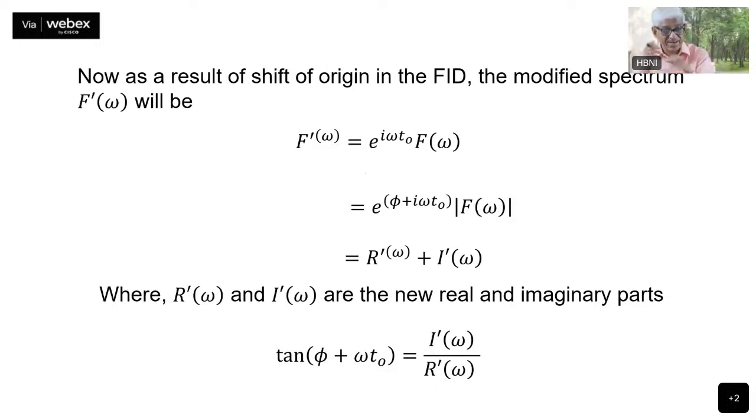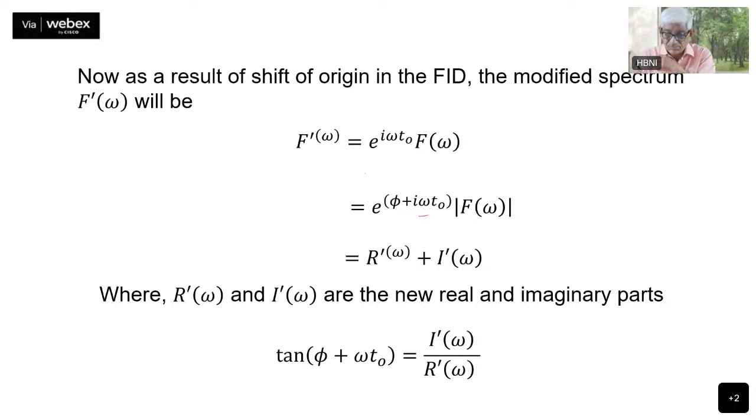Now, as a result of the shift of origin in the FID, the modified spectrum F'(ω) is equal to e^(iωt0) F(ω), because this is the consequence of the delay. So this will again give me a phase which is φ plus ωt0. Whatever φ was, φ is the phase, but this is an additional phase. Therefore, I have a total of φ plus ωt0. So this is the total phase.